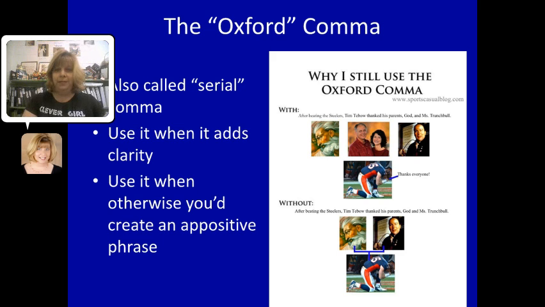So for example, here you have Tim Tebow. He won the game, and he's thanking these people. He thanked God, his parents, and his coach. But in the second part, if you don't use the Oxford comma, he thanked God and he thanked his parents, God and the coach, and that makes it look like God and the coach are indeed his parents. So in that case, the Oxford comma is really useful because it does help create more clarity over exactly who it is that Tim Tebow was thanking down on his knees.